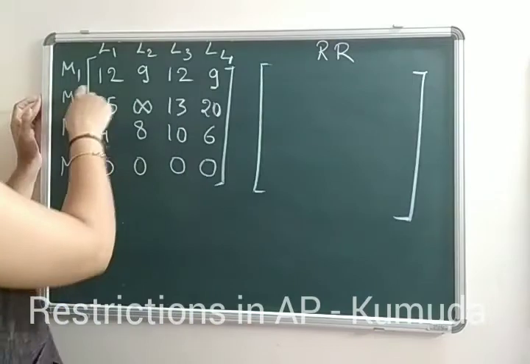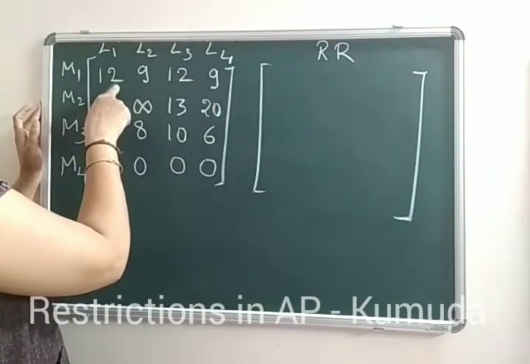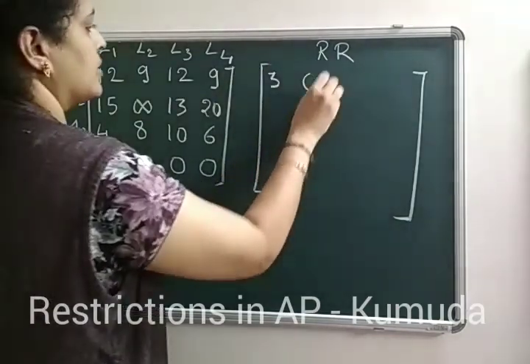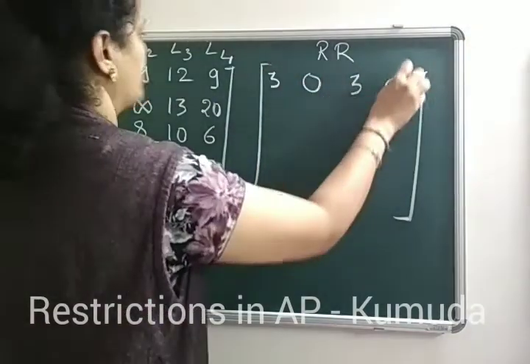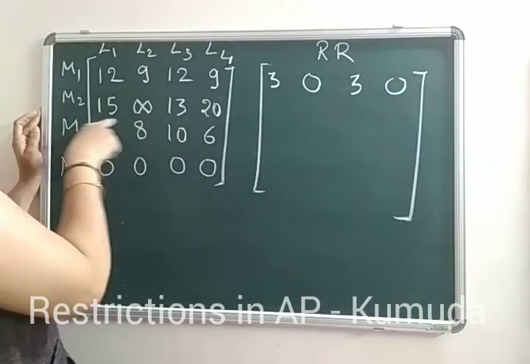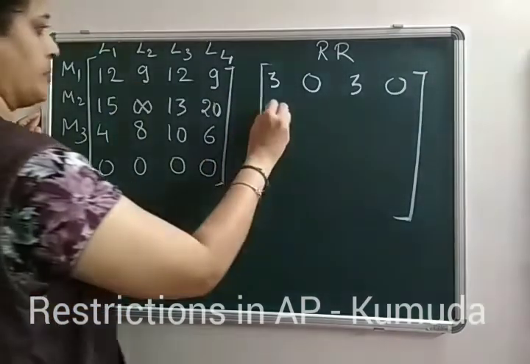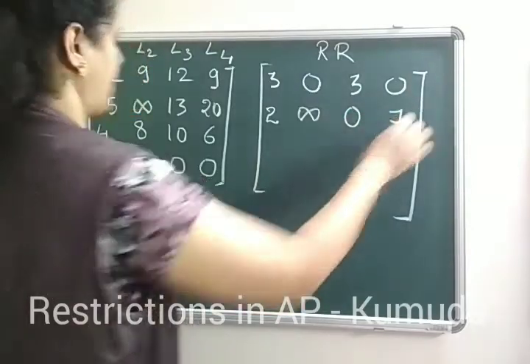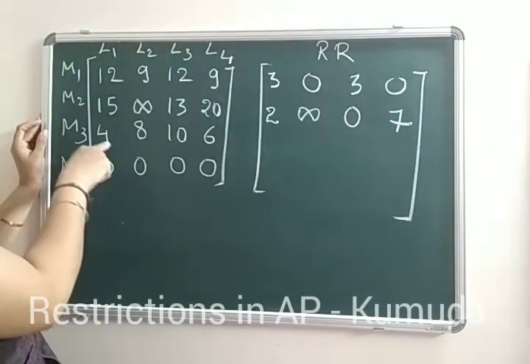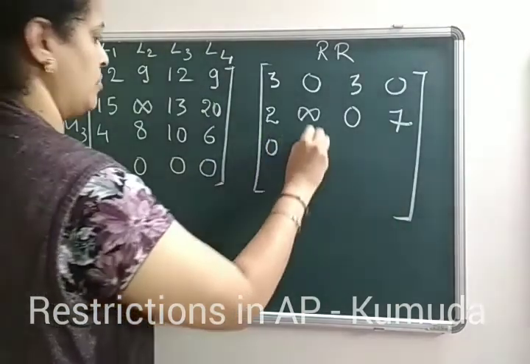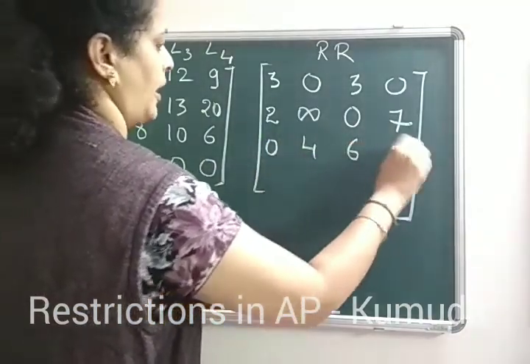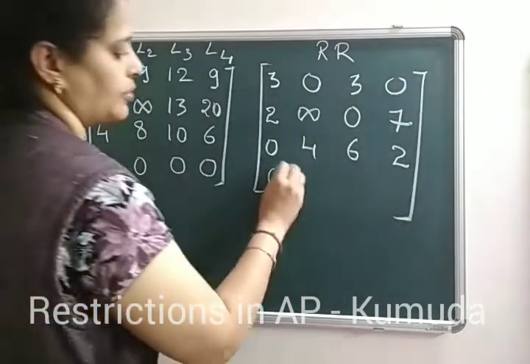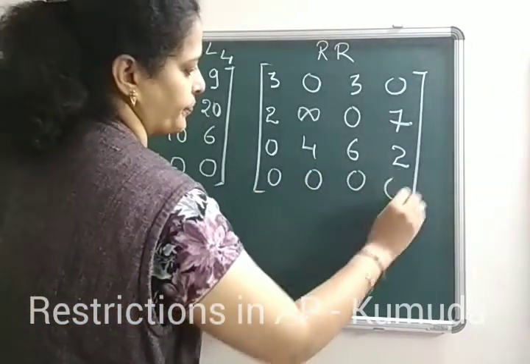So we can see that in the first row, 9 is the smallest, so subtract 12 minus 9, that would give us 3 here. It is 0, again 3 and a 0 here. In the second row, the least being 13, you're supposed to subtract, so you get 2, infinity, 0 and 7. In the third row, the least element is 4, so it becomes 0, 4, 6 and 2. And in the last row, we already can see that we have all numbers as zeros, so repeat back the row.